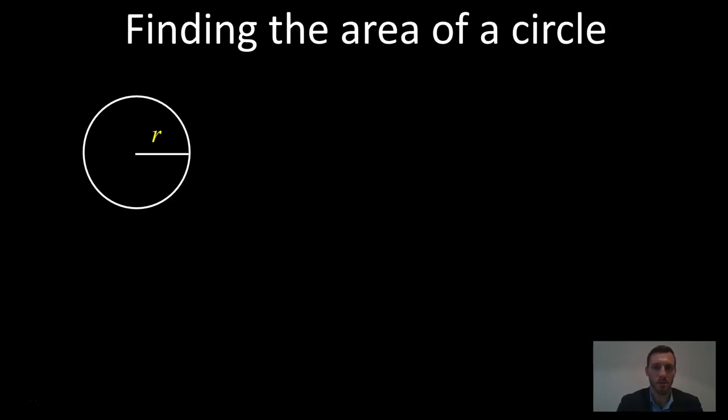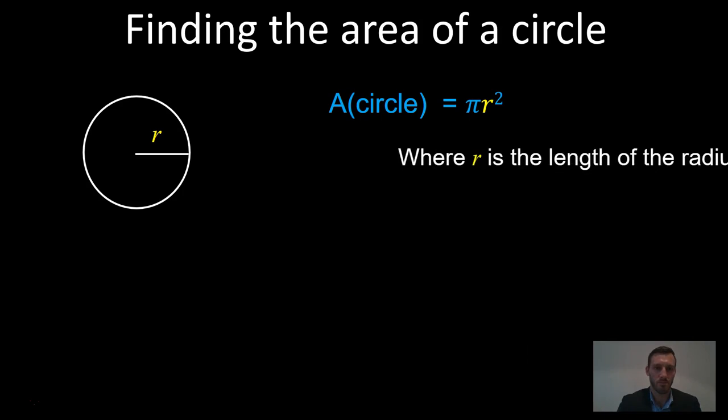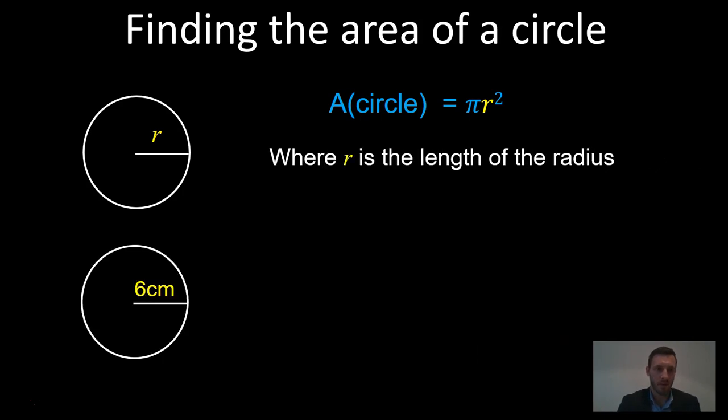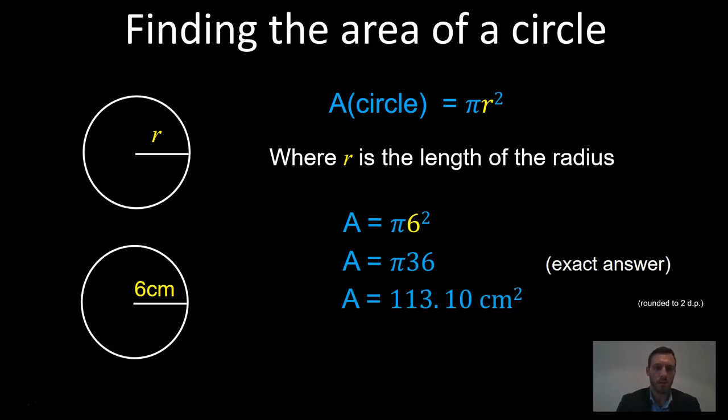Let's look at finding the area of a circle. So we know from the previous 2 slides, a circle's area is given by pi r squared, where r is the radius of the circle. Let's have a look at an example. We're given a circle with a radius of 6 centimeters. We write our formula, substitute in our value, and we evaluate. So the exact answer for the area of this circle is going to be 36 pi. And our answer, correct to 2 decimal places, is going to be 113.10 centimeters squared.